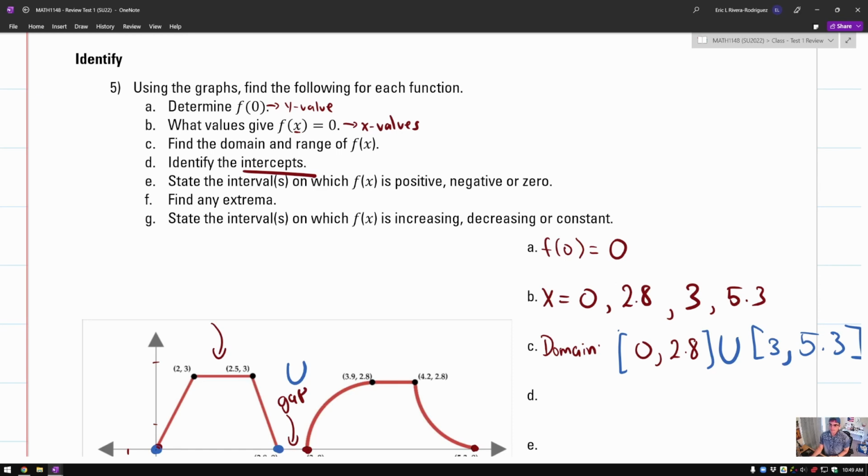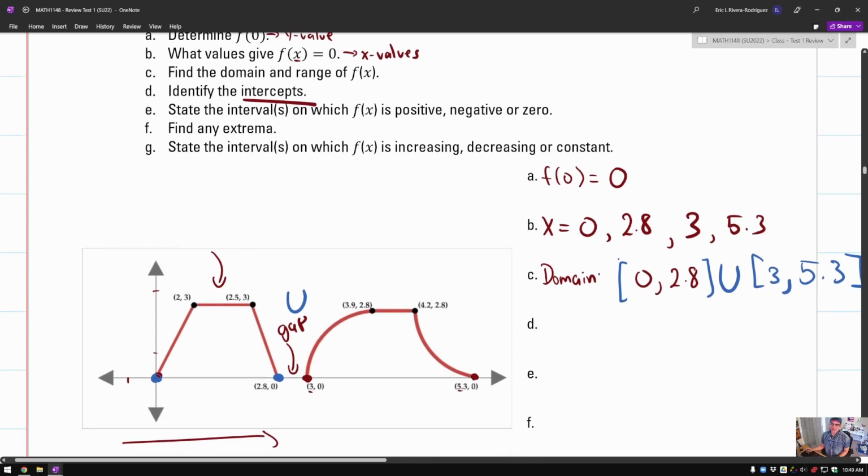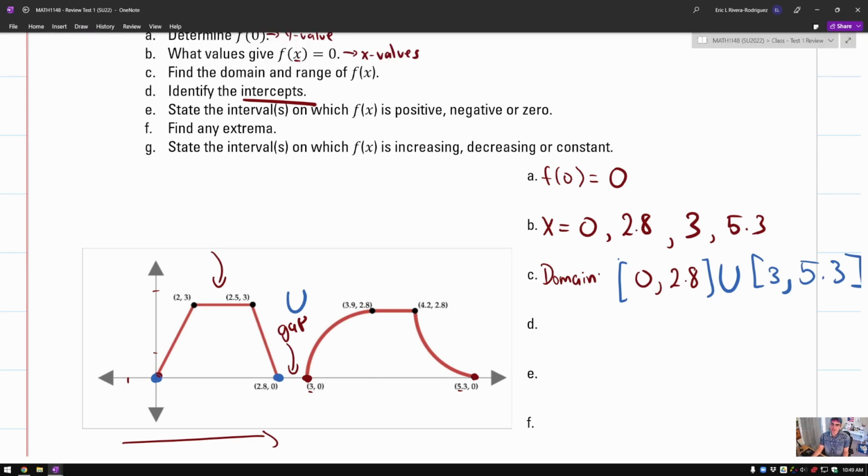Okay. D is find the intercept. And the intercept, when I say intercept, I'm going to be referring in our class to the points. What are those points? You are going to answer with a coordinate. Okay.